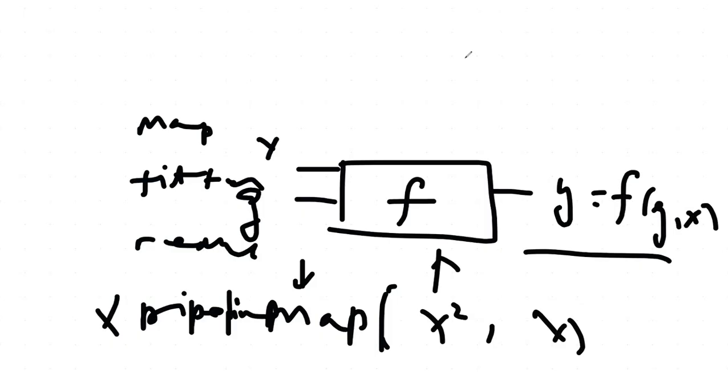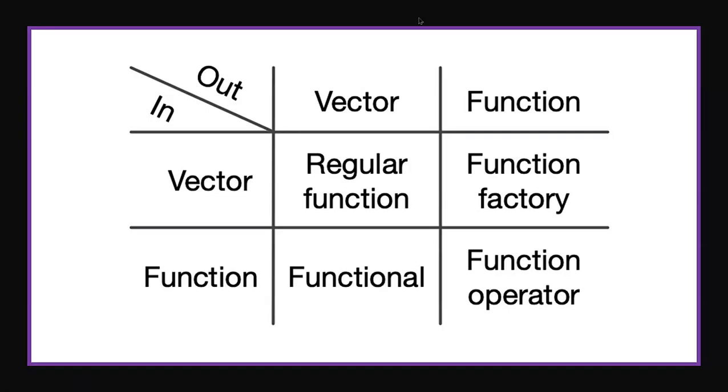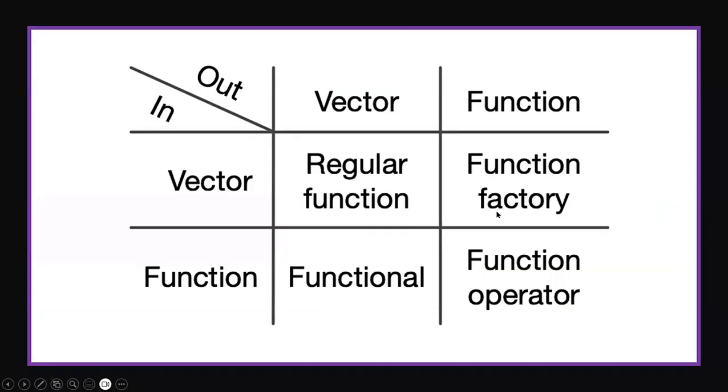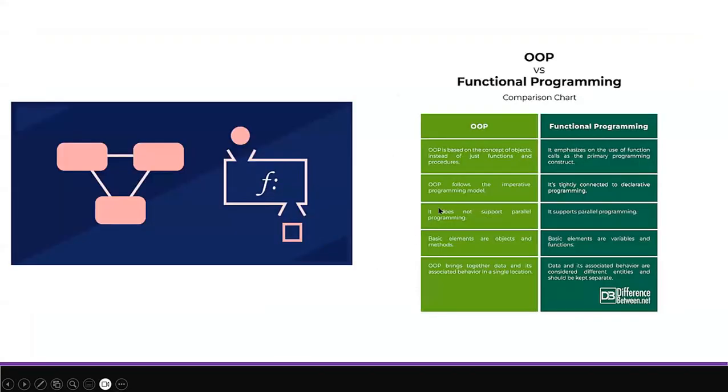Functional programming is using a function as input to provide a value. That's called functional programming. Last one is where you have function input and function output, so you use a function to multiply a function. That's called function operators. So these are different ways of doing functional programming.